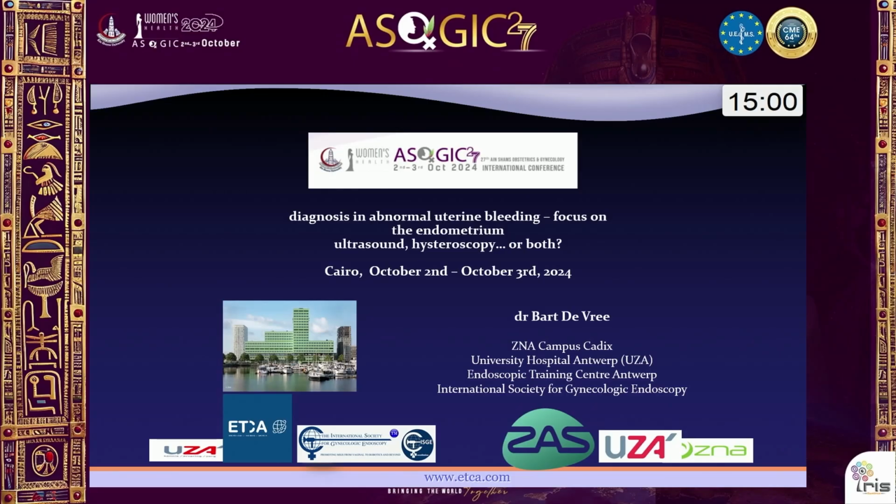He is going to talk about what we need for accurate diagnosis in case of abnormal uterine bleeding: hysteroscopy, ultrasound, or both.